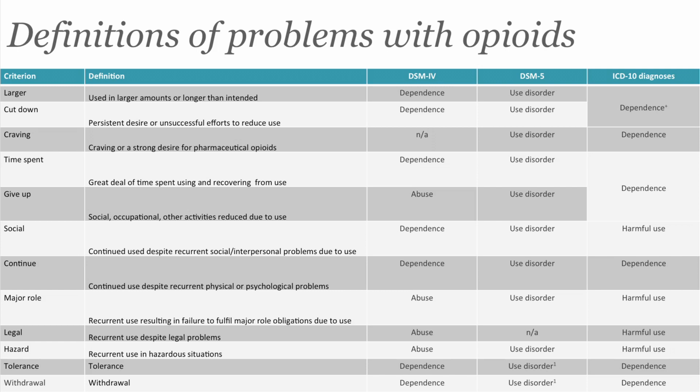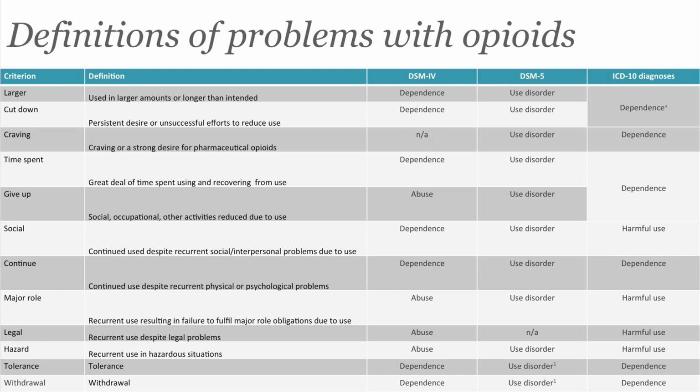not fulfilling your major roles. So, interfering with your parenting or your work or the other things that you enjoy doing, legal issues, and continuing them despite the use. Hazardous use, using them in hazardous situations, as well as tolerance and withdrawal. So tolerance is needing greater doses in order to get the effect, and withdrawal is those symptoms that our patient is talking about there.